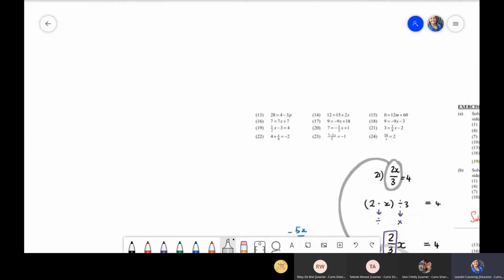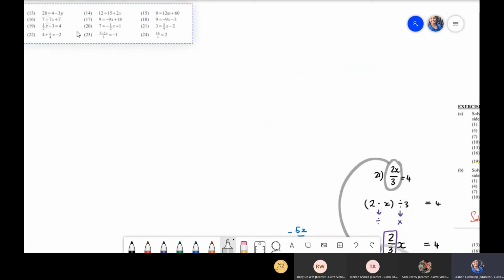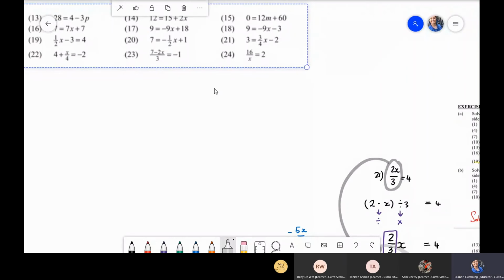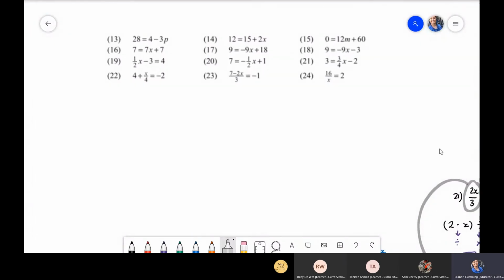Then there are a few here towards the end of B, also still exercise 3. And I'd like to just make sure that you all understand how to do them. Okay, so let me just get one where x is not on my left-hand side.